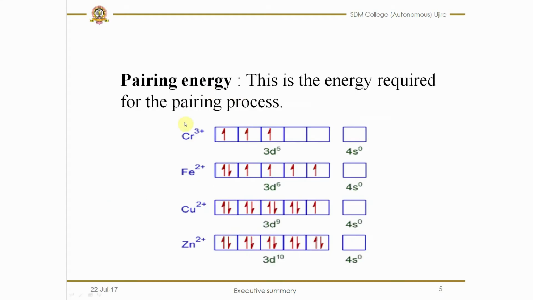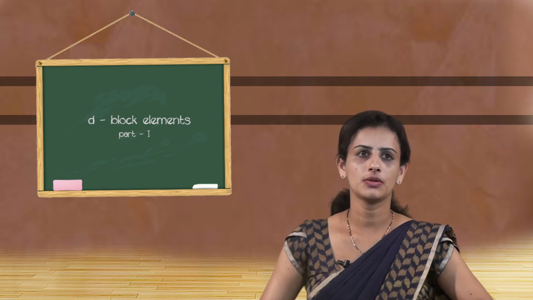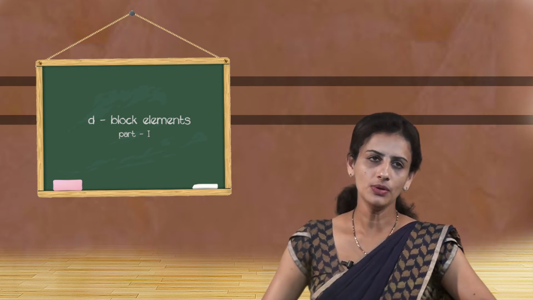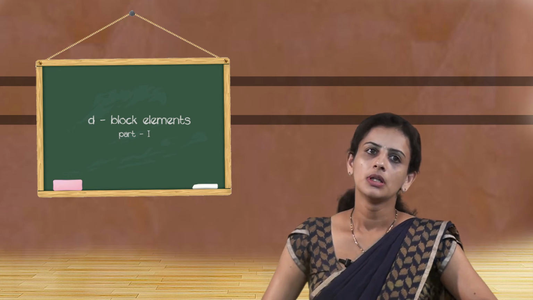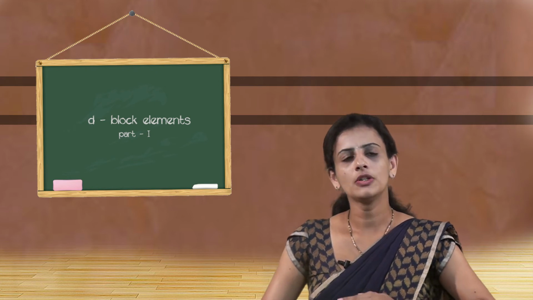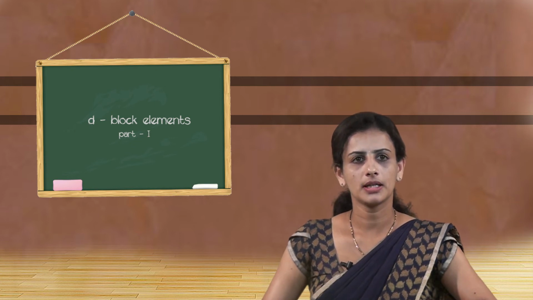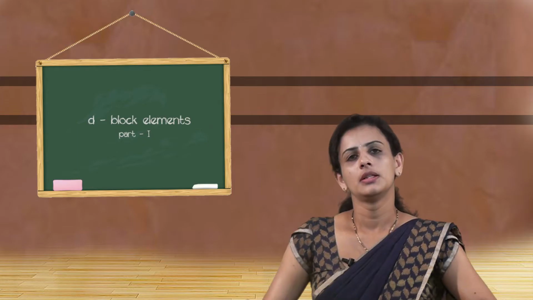The electronic configuration of copper can be explained by considering the pairing energy. Pairing energy is also similar to the exchange energy. Pairing energy is the energy required for the pairing process. As the number of paired electrons increases, the pairing energy also increases. Here also the element gets lesser energy. So in order to acquire extra stability, one of the 4s electrons is shifted towards the 3d orbital.